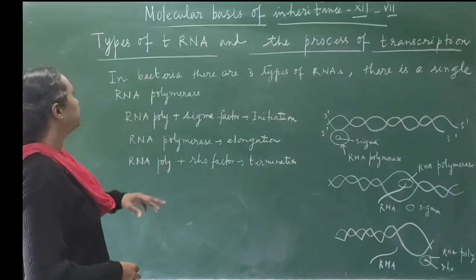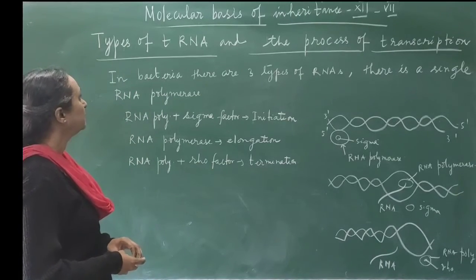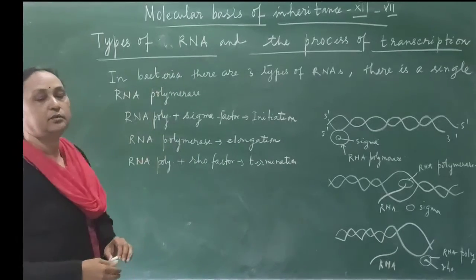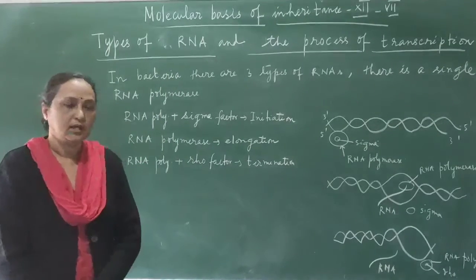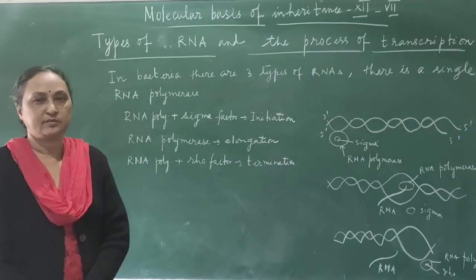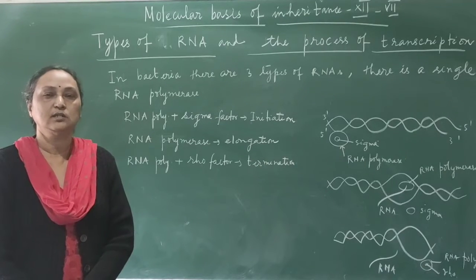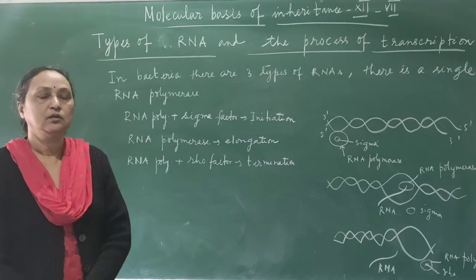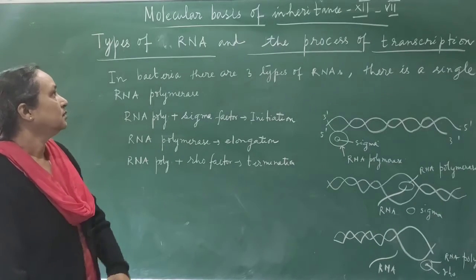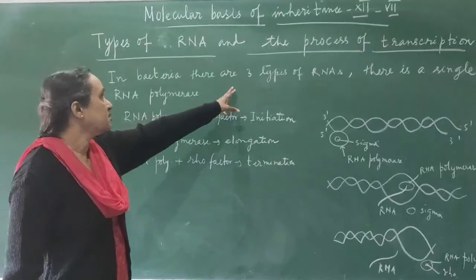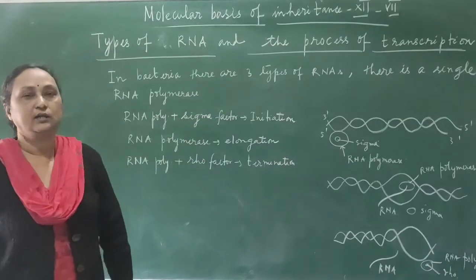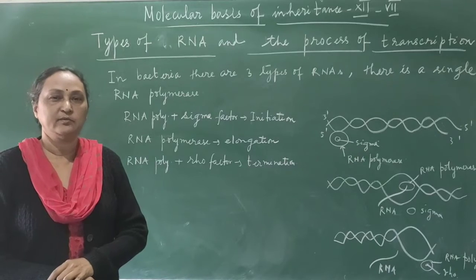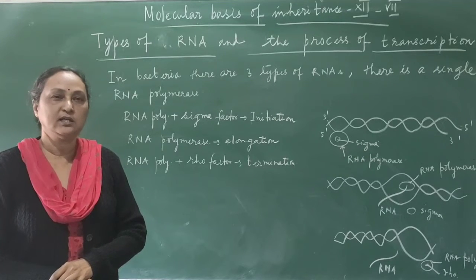So, types of RNA and the process of transcription. The transcription process has three steps: initiation, elongation, and termination. In prokaryotes, there are three types of RNAs, and there is a single RNA polymerase. The three types of RNA are transfer RNA, ribosomal RNA, and messenger RNA.